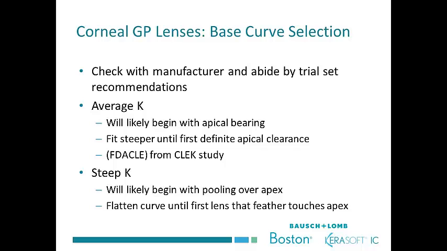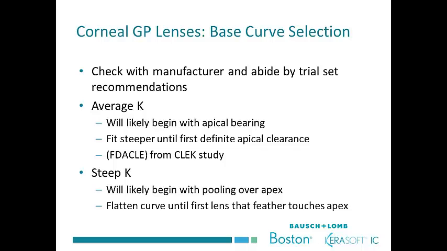Once you've selected your diameter for this patient, then you want to look at the base curve. How I would go about it is just check with your trial set manufacturer and abide by the trial set recommendations. These labs have done a lot of work and homework behind their particular designs, so they in fact have some really good recommendations to start with. Otherwise, you can start with average K.